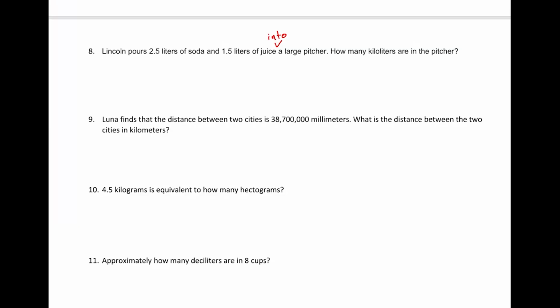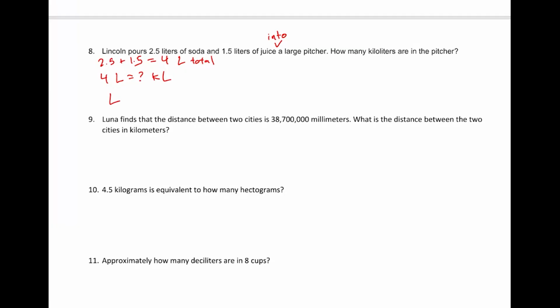So first, let's figure out how many liters total. It's not asking you to distinguish between liters of soda and liters of juice. So let's just add that together. So 2.5 plus 1.5 is going to be 4 total liters. So what we're trying to do is convert 4 liters to how many kiloliters?